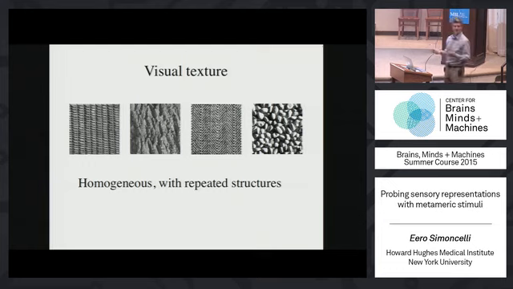Each of these has the property that there's lots of repeated elements with some variability. Sometimes there's more variability, sometimes there's less variability, but there's usually at least some. And of course, these things are ubiquitous.